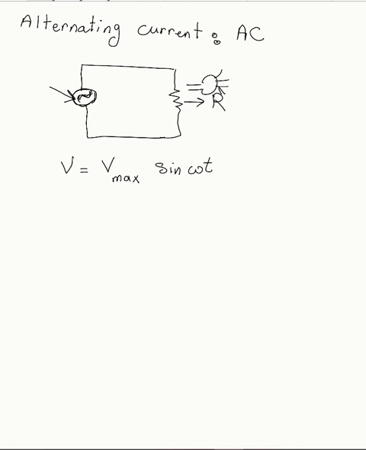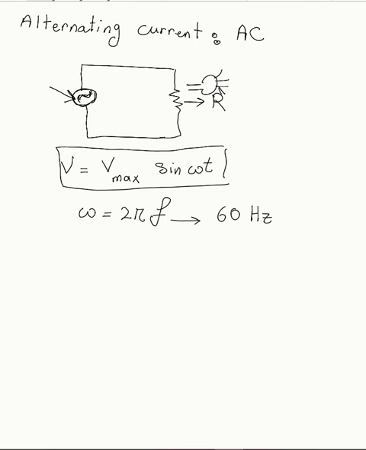In this expression, Vmax is the largest value that the voltage has during its cycle, and omega is the angular frequency. Angular frequency, I can write as 2 pi f, and this f is the regular frequency, which in the US, for example, is 60 Hertz. So if in a circuit you only have the generator and a resistor, for example a light bulb or a lamp, then this is the V that is being produced.